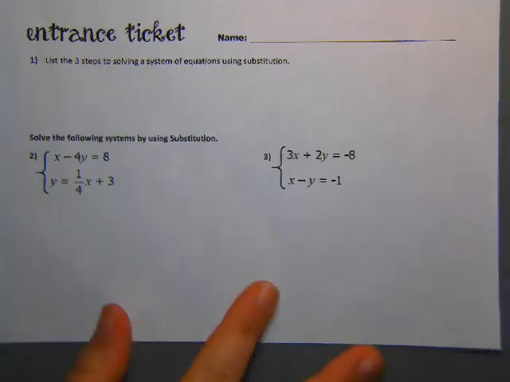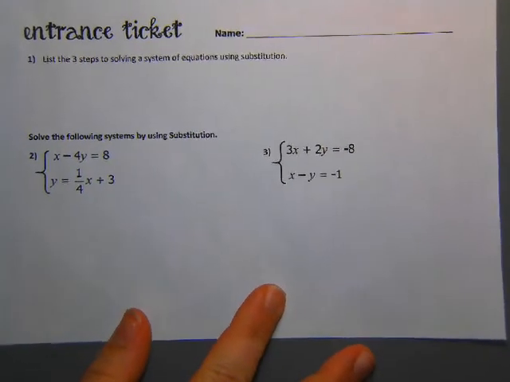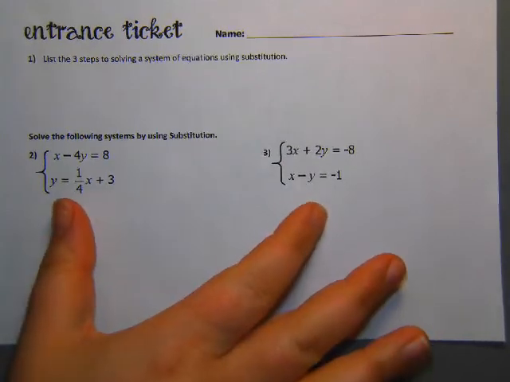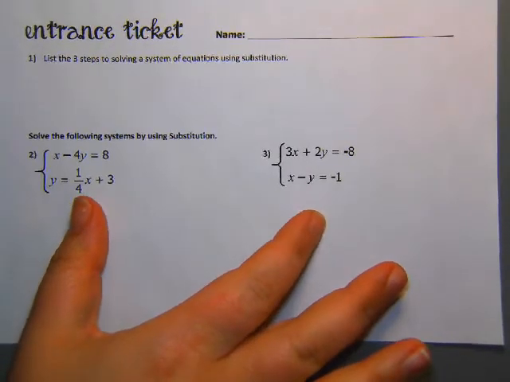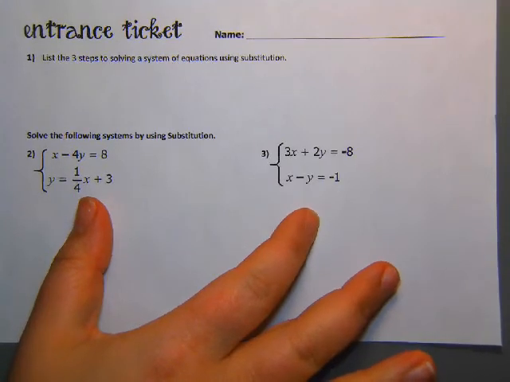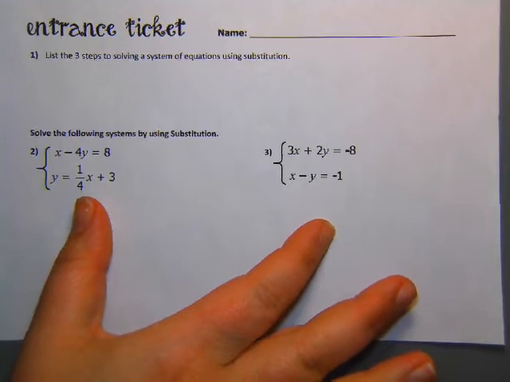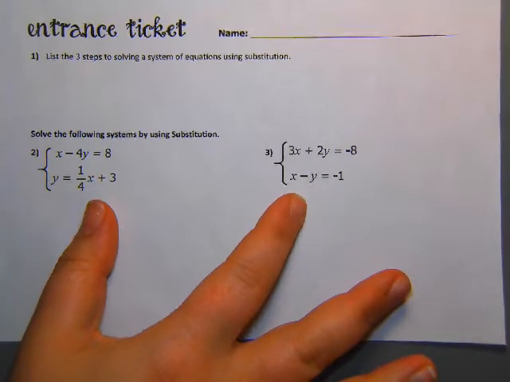Here is the entrance ticket for Substitution Day. If these systems look familiar, that's because they're the same ones you did for the entrance ticket for graphing. So what we're going to do is just go over these real quick and make sure you got the answers right, and you can see some more examples.